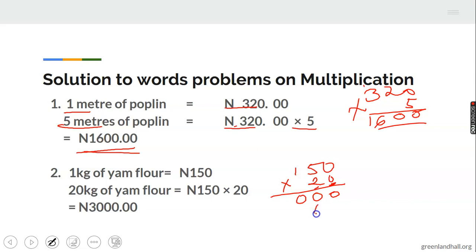2 times 0, 0. 2 times 5, that's 10. You write your 0, you carry 1. Then 2 times 1, 2, plus the 1 you have carried, that's 3. So we add up everything together. We have 0 here, 0 and 0 is 0, 0 and 0 is 0. Then we have 3. You know how we used to do? We count 3 times from the back: 1, 2, 3. You put your comma here. So how much do we have here? 3,000 naira. That's the answer that we have.